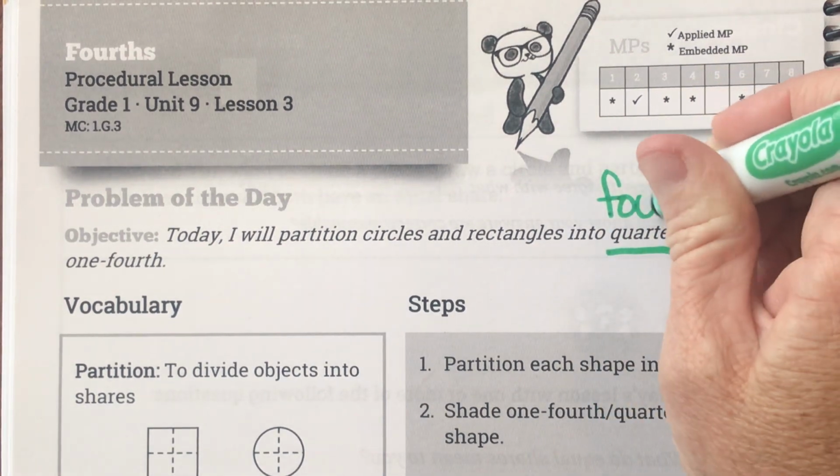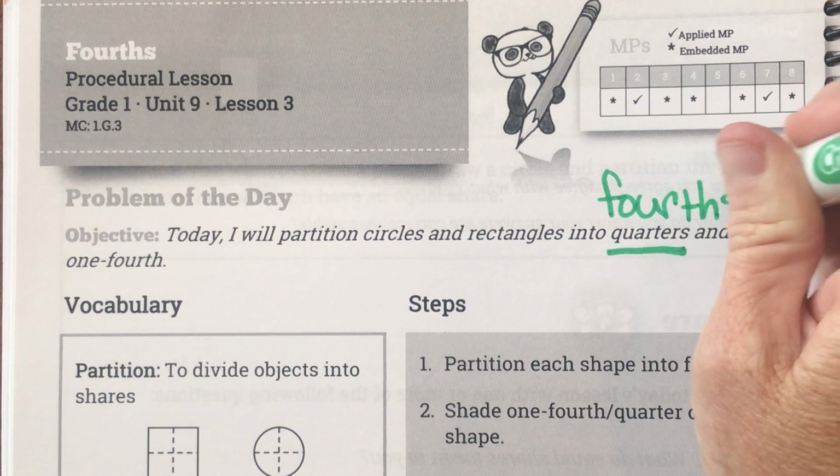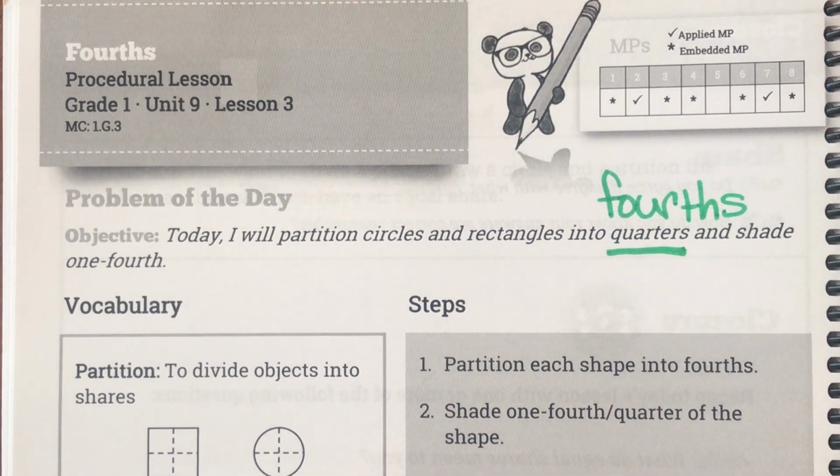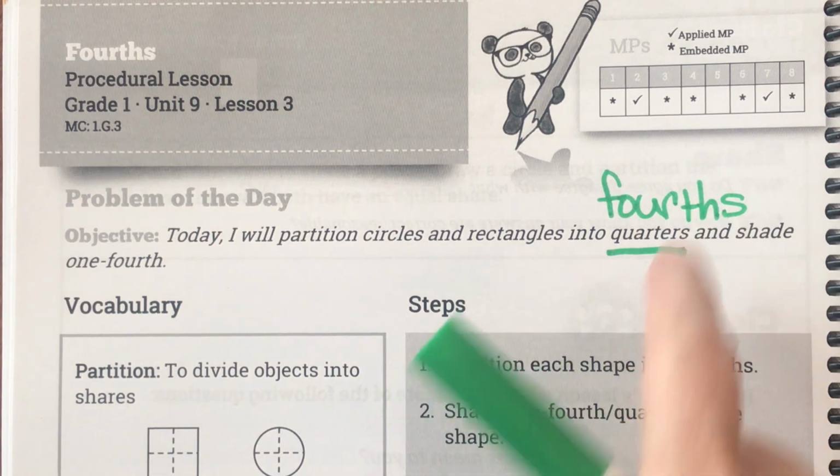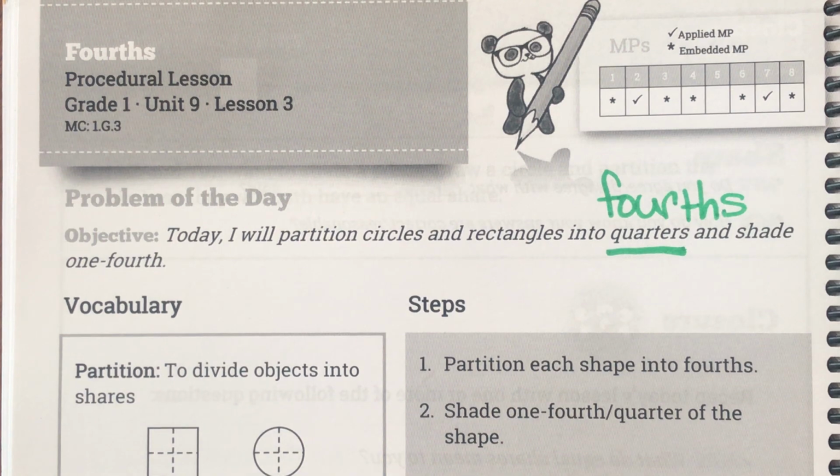And remember, we talked about that with money, that some of you might know that 4 quarters equals $1. So a quarter is 1/4 of a dollar. So quarters and fourths mean the same word.